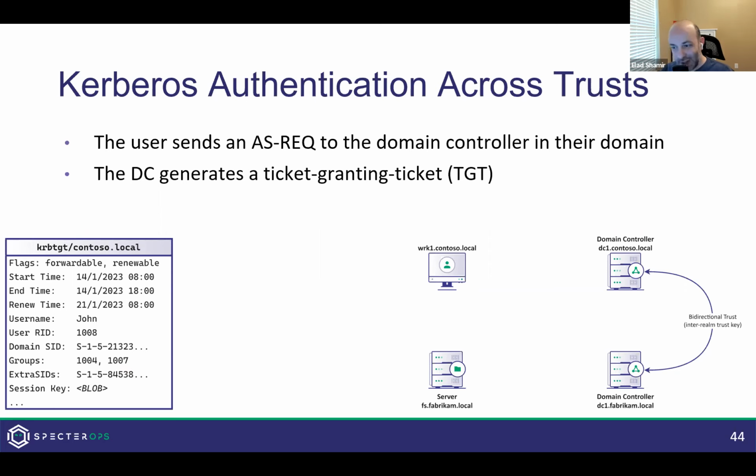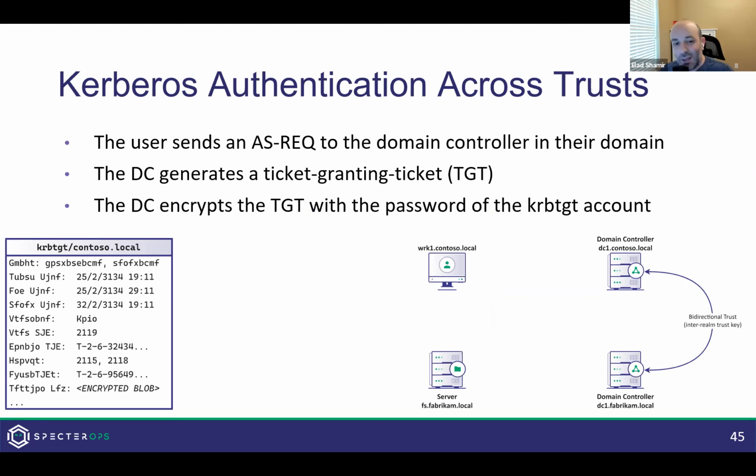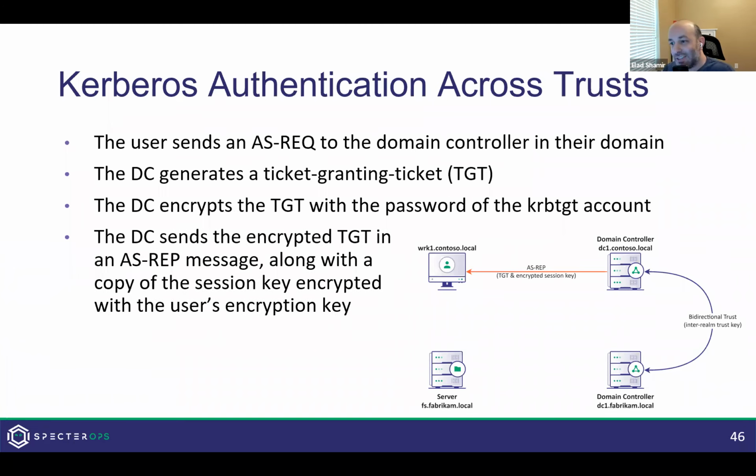SID history is also listed in the extra SIDs field. We'll explain what it is and discuss it in detail a bit later. Moving on, the DC encrypts the TGT with the Kerberos TGT key and then returns it to the user in an AS-REP.